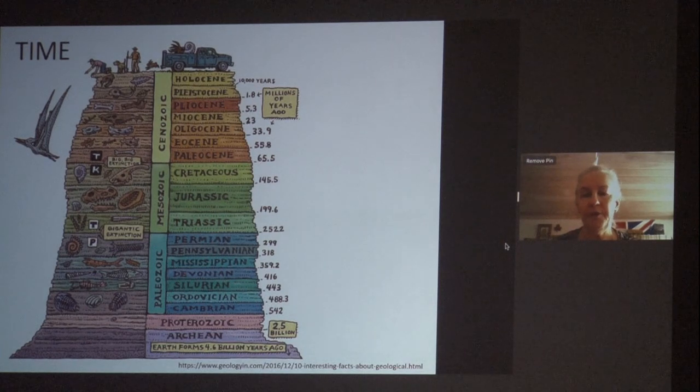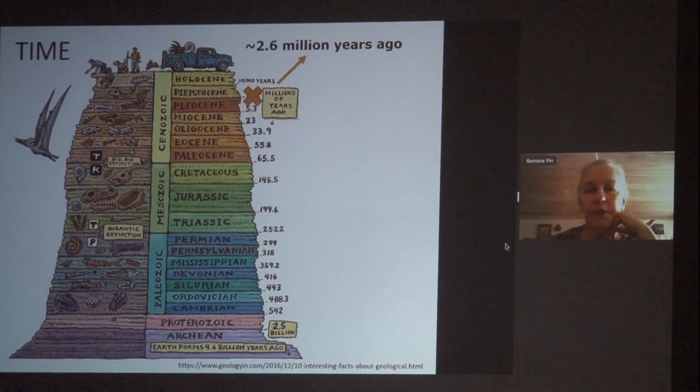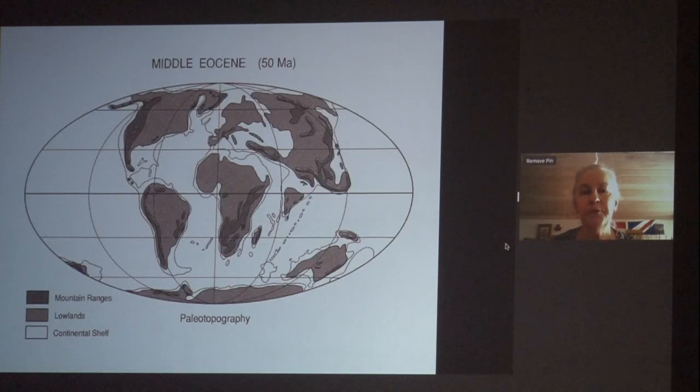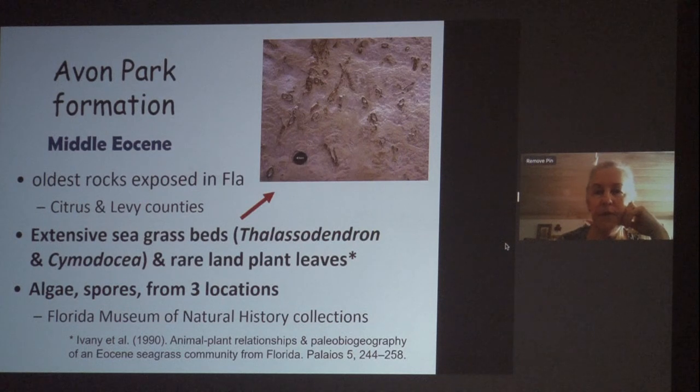So this is one of my favorite graphs, the geologic time scale, and I'll just correct the beginning of the Pleistocene here, and then note that I'm going to begin in the Eocene. So I'm focusing on the Cenozoic, but in the Eocene, where we have some of the first plant fossils for the state of Florida. So the middle Eocene, where I'm beginning, we were underwater. So how do you have plants? You have them in terms of seagrass beds.